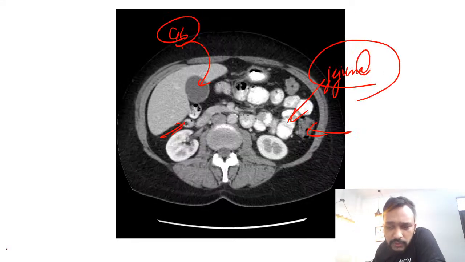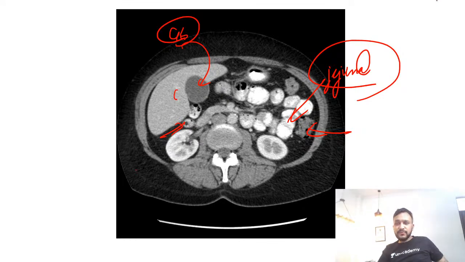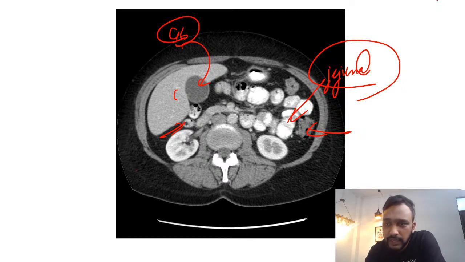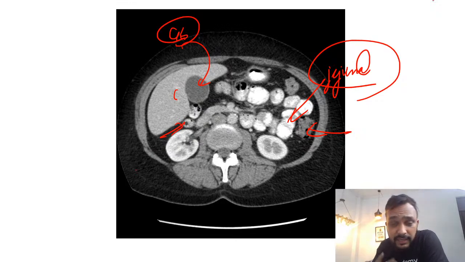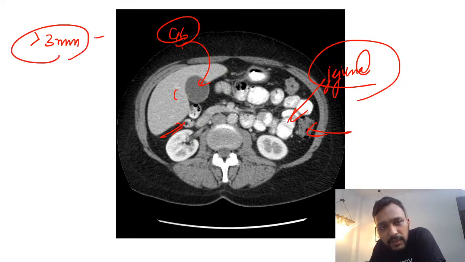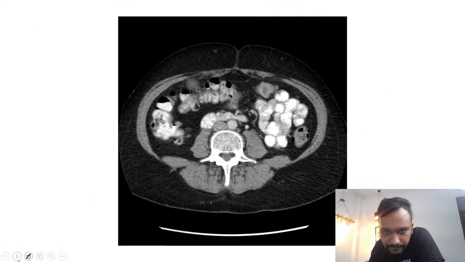So what I want you guys to note, just have a careful look at the gallbladder. This will be the most important thing for you to know, because acute cholecystitis is something we are going to encounter very frequently in our daily life, right? Many of these will get a CECT abdomen done, and in this CECT abdomen you will see that the wall thickness of the gallbladder will be more than 3 mm.